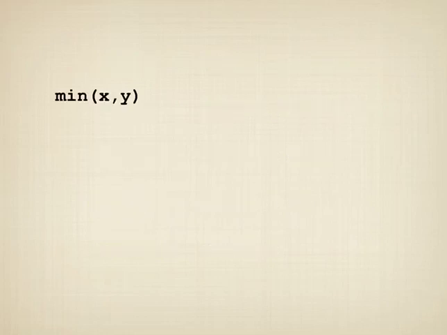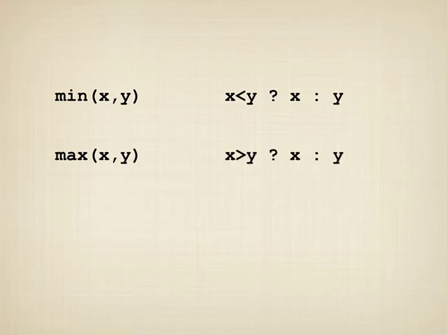The function min is short for minimum. It takes 2 arguments, which can be ints or floats, and it gives us back the minimum, or the smaller of the two. We could write it this way: if x is less than y, we get back x, otherwise y. No surprise then that there's another function called max. It returns the maximum of x and y. So if x is greater than y, we get back x, otherwise y.